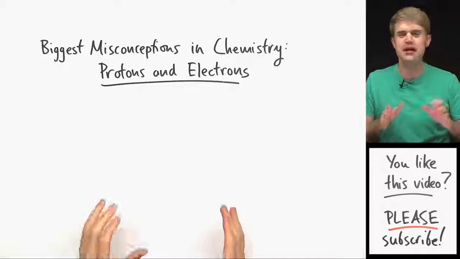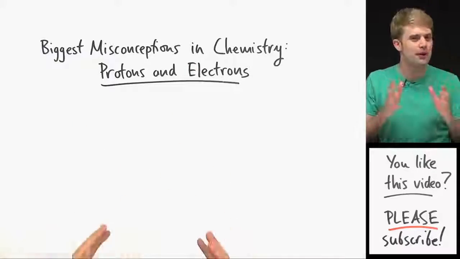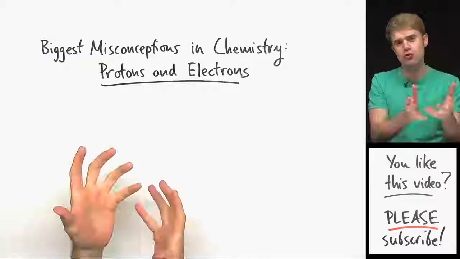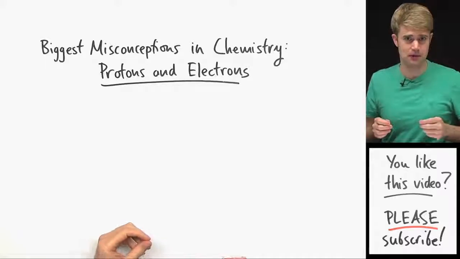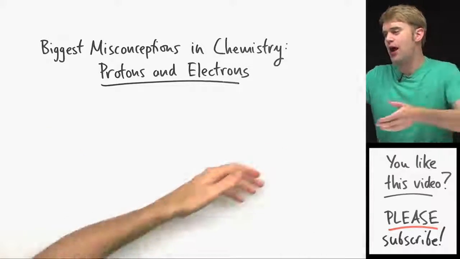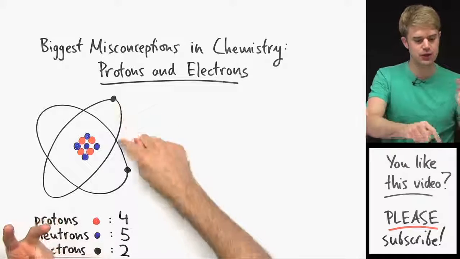I want to talk about one of the biggest mistakes, one of the biggest misconceptions in chemistry. So many people think that the number of protons in an atom always has to equal the number of electrons. Okay, let's say I'm making a video and I draw an atom like this. It's got 4 protons and 2 electrons.